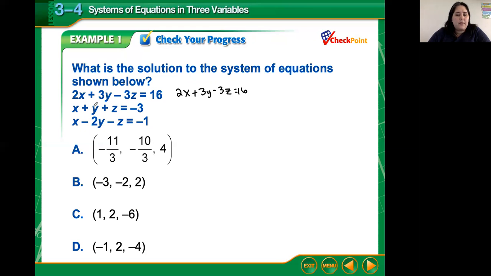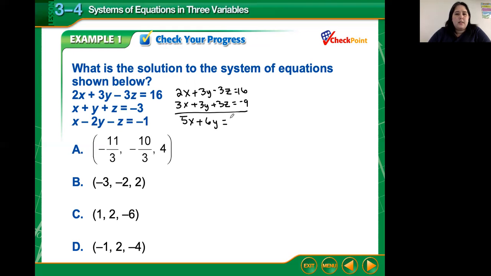And when I add the second equation, I'm going to actually multiply everything by 3 to get 3x plus 3y plus 3z equals -9. And when we add them, we're going to get 5x plus 6y equals 7.